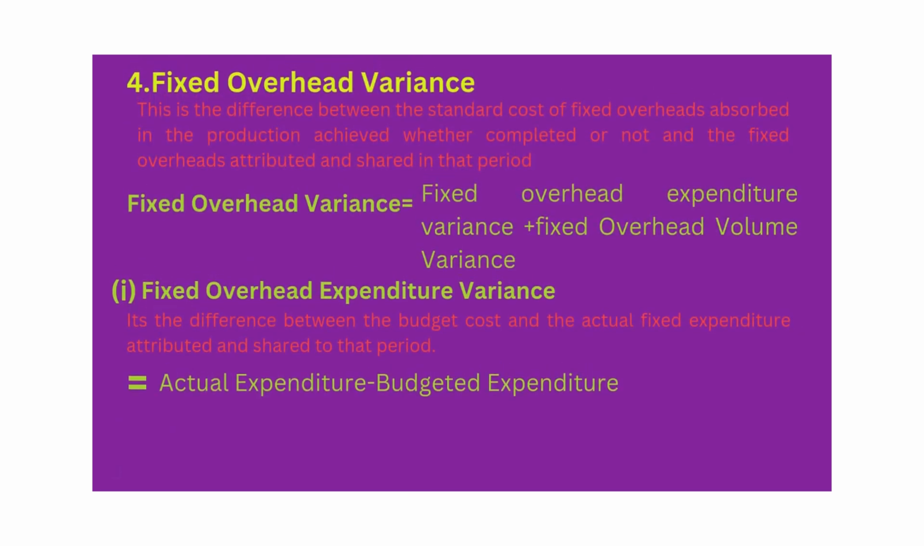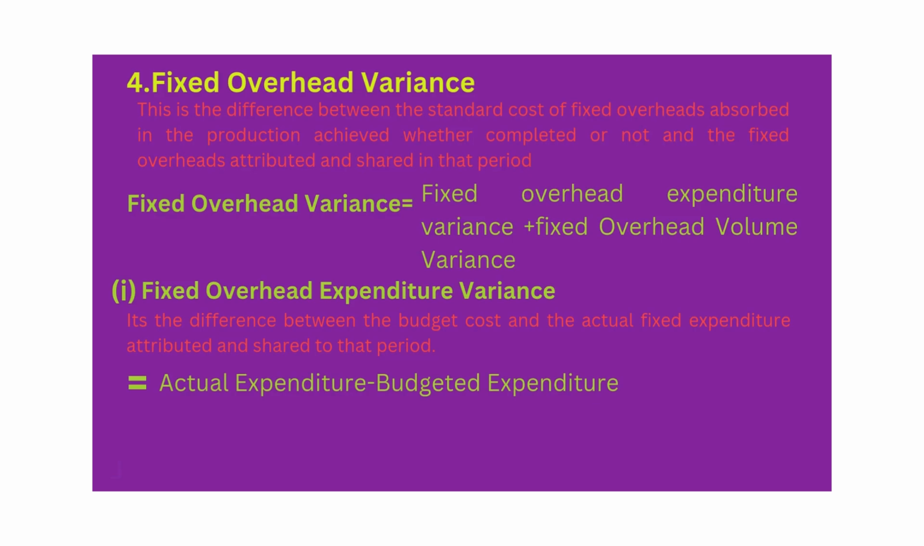Our fourth subdivision of variance analysis is the fixed overhead variance. Remember when we were subdividing, as we started the topic, we said we have three types: the material cost variance, the labor cost variance, and the overhead variance, where we said overhead is the variable overhead and the fixed overhead. So we've tackled the variable overhead.